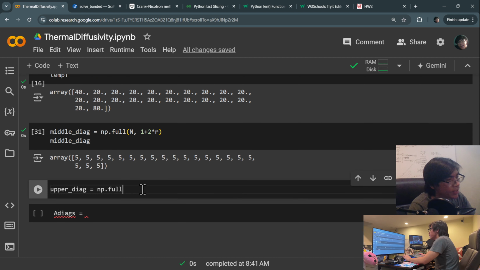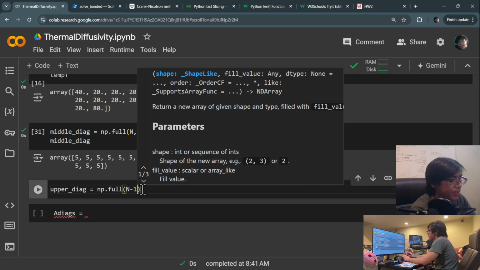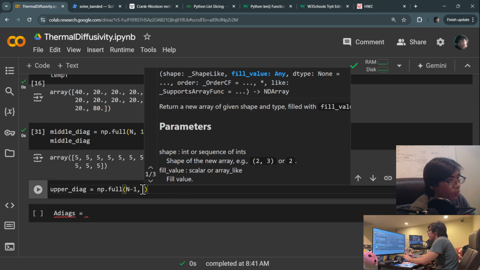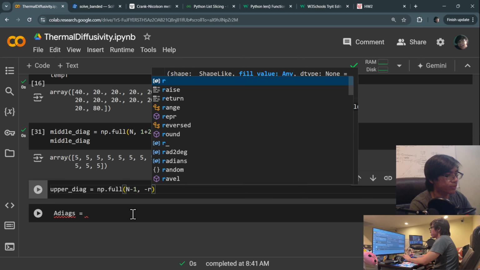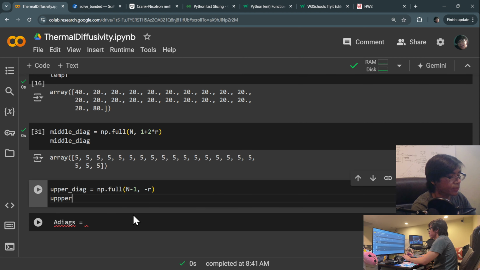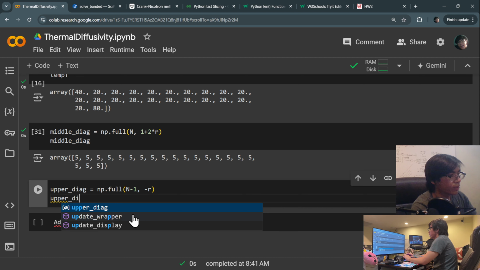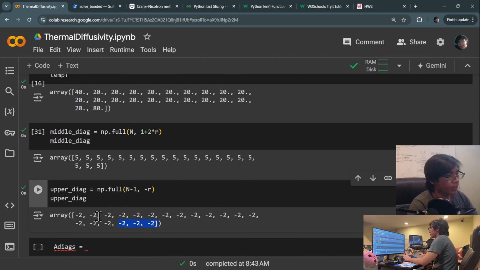Okay, so what is that? I'll do it the wrong way, or I guess a way that's missing those zeros, so you can visualize this, but this is n minus 1, because we are missing one parameter, or one dimension, and then we want to fill those. Those are all negative r's, so if I go ahead and display this, they are all negative 2s.